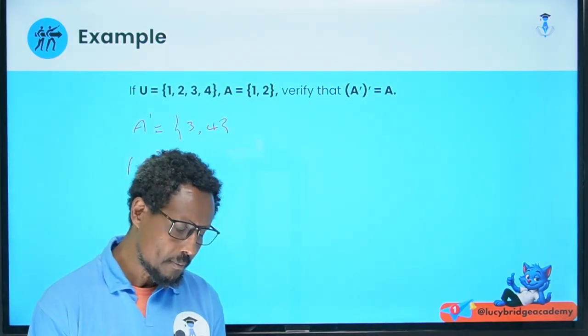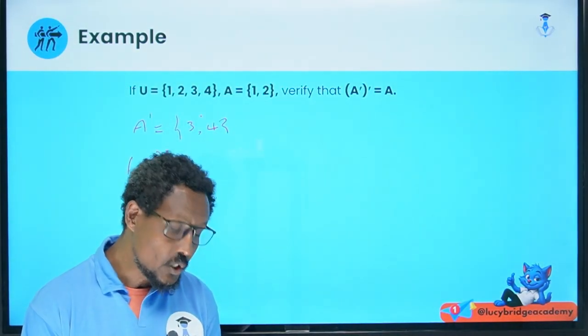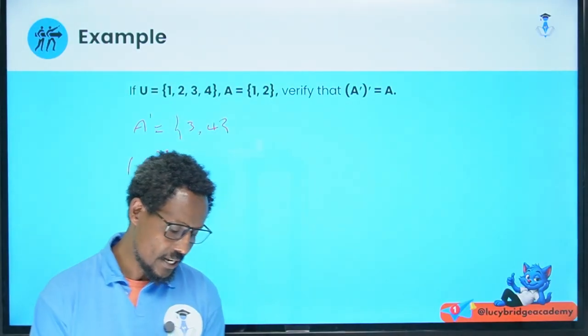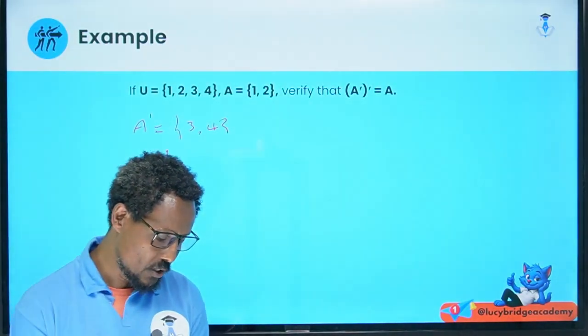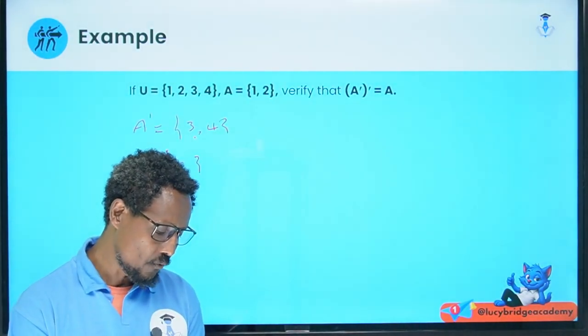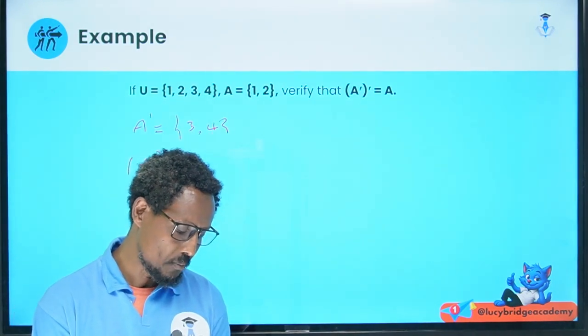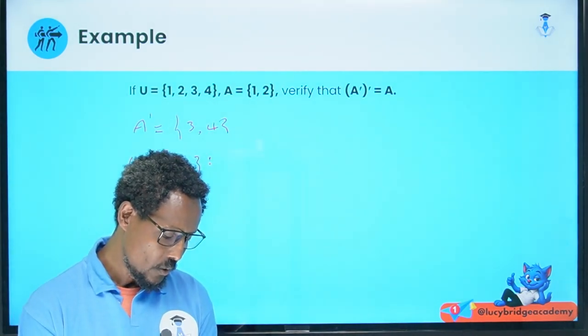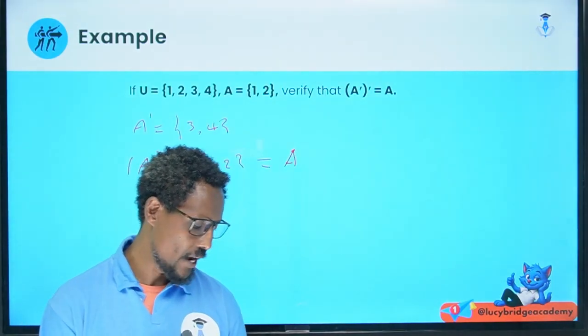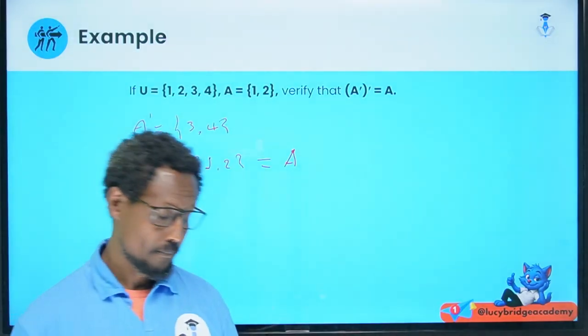A complement means elements not in A but in the universal set, which is out of 3 and 4, not 3 and 4, which means 1, 2. Alright? 1, 2. This means set A, so A complement is A.